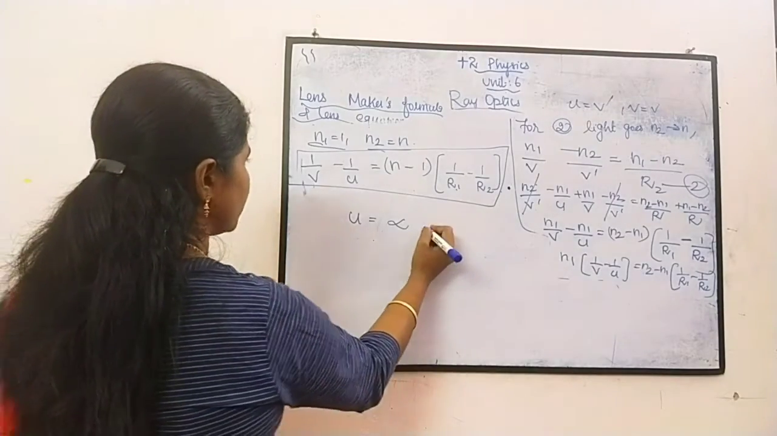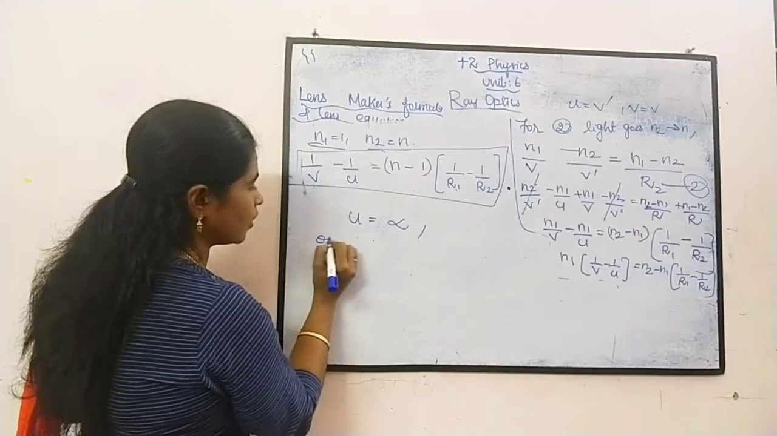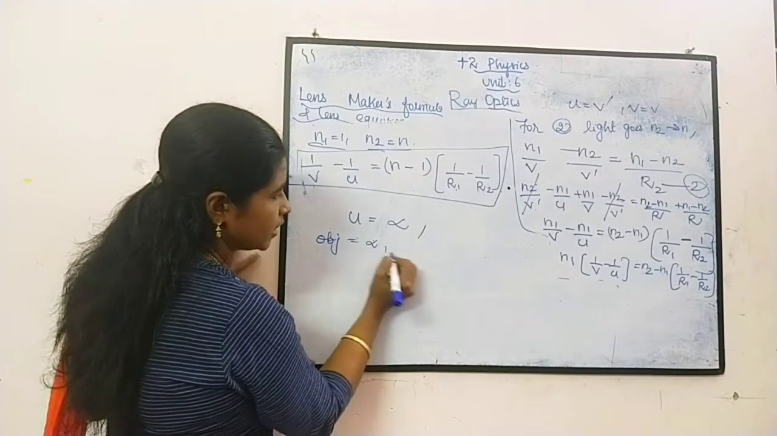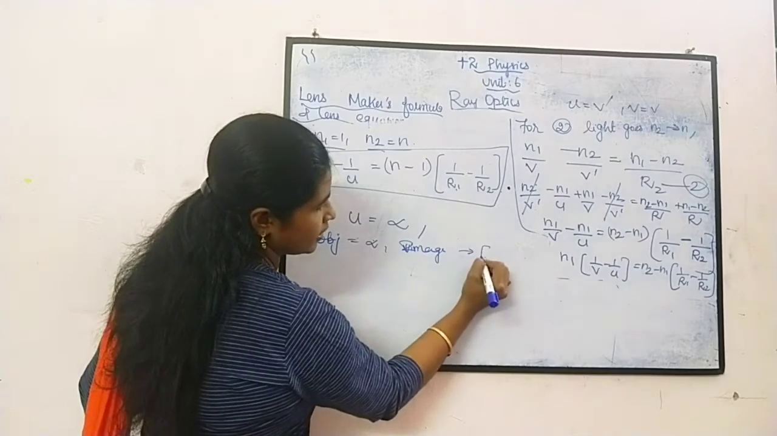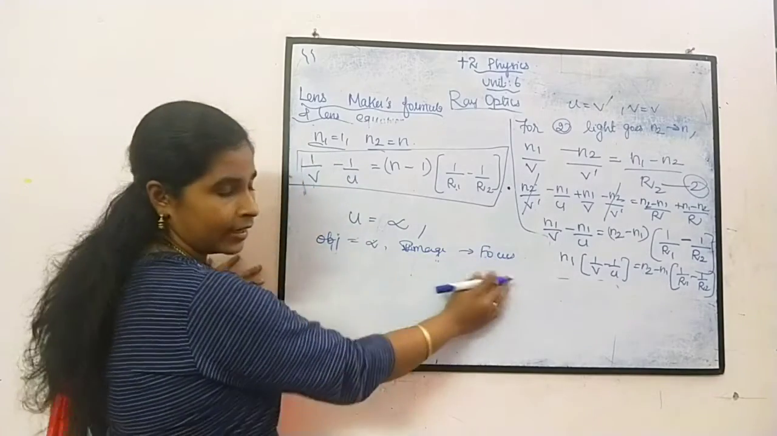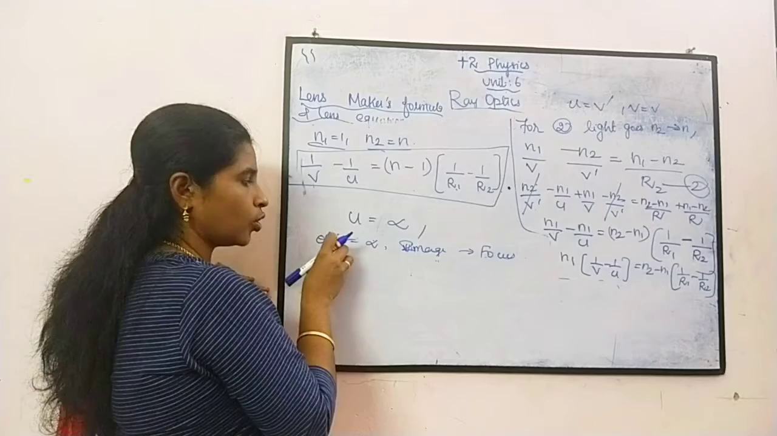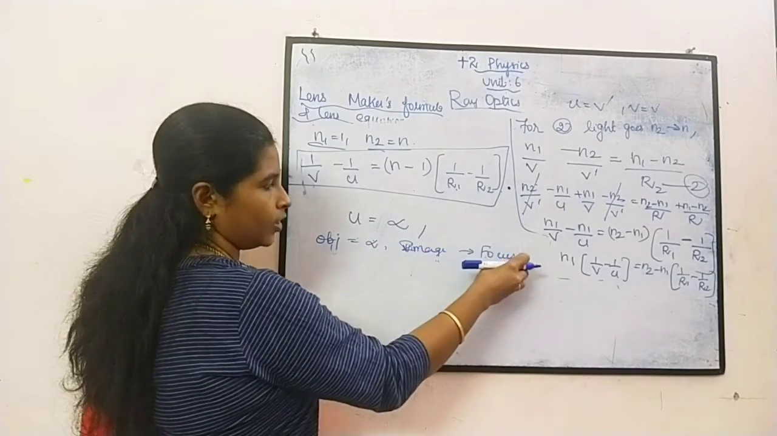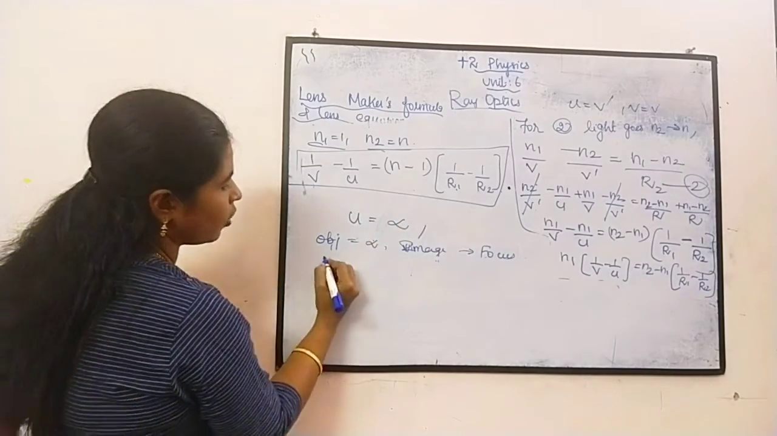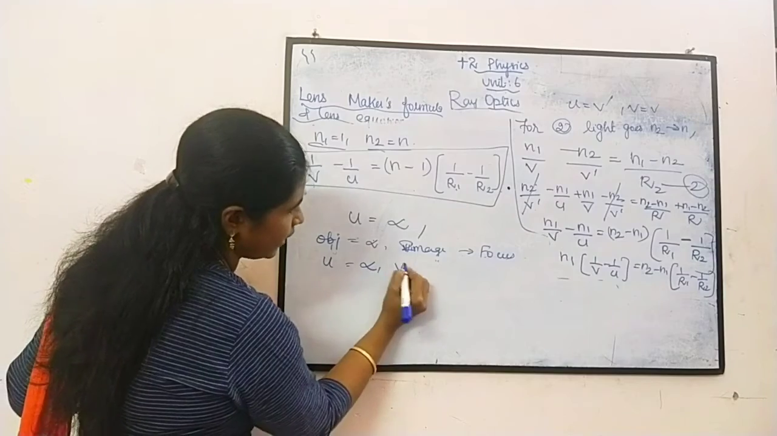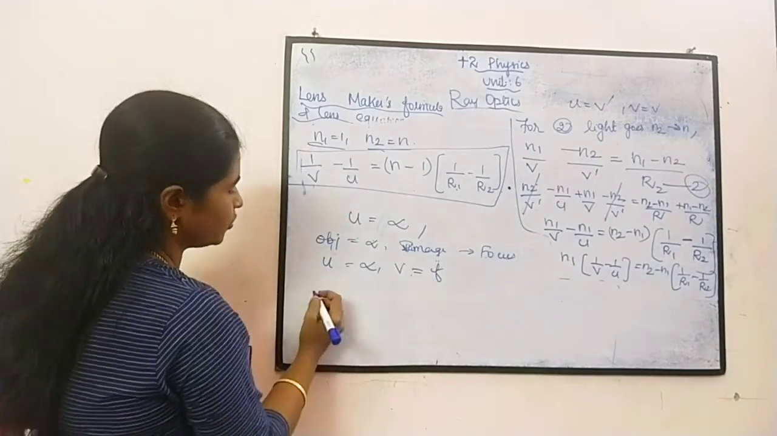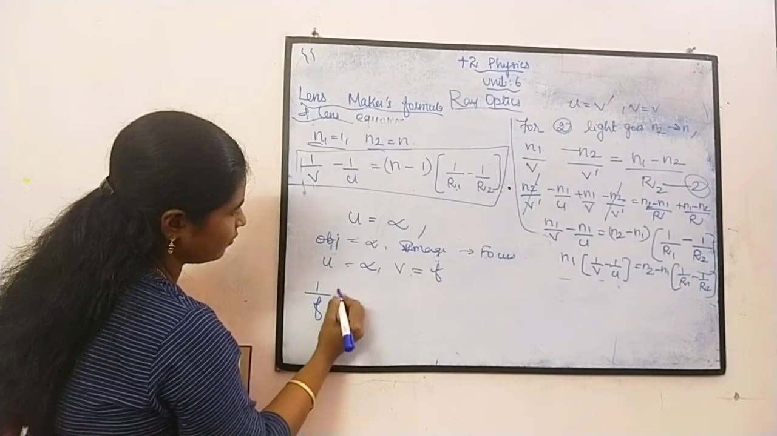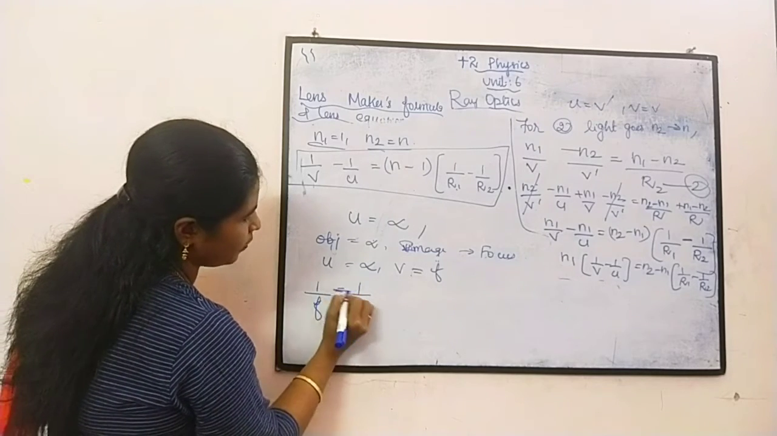And also we know that if the object is at infinity, the image will definitely be at the focus point. This you might have studied in your 10th standard. If the object is at infinity, the image will be at the focus point. This we want to know. Let's substitute it here.